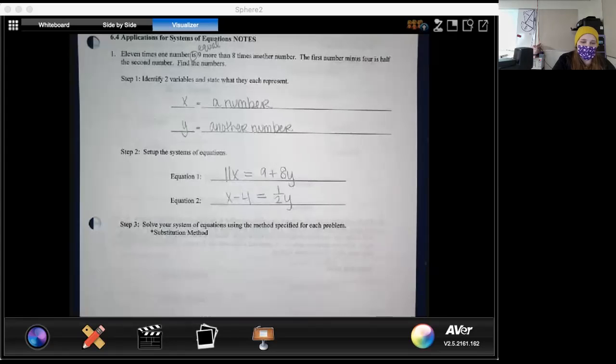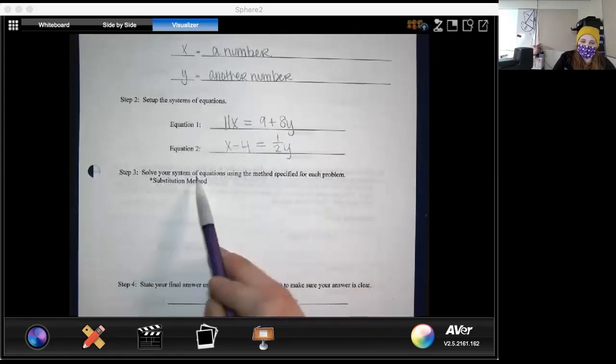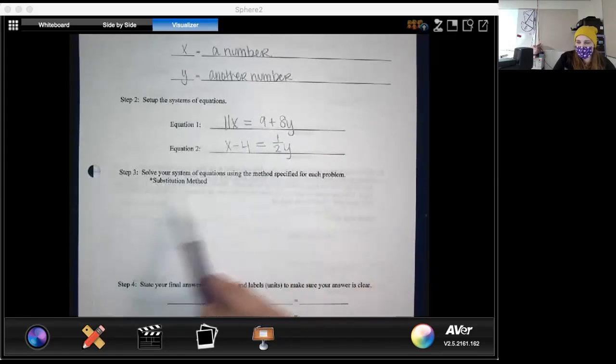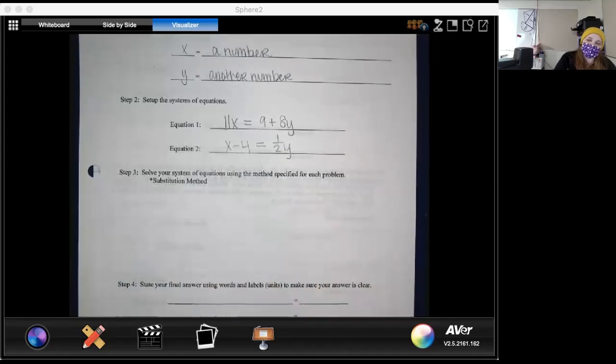Okay, anyways, step 3, solve your systems using the method specified for each problem. For number 1, it is identified to do the substitution method. On your homework or the notes, it'll either say substitution method, elimination method, or you may pick a method. Most likely you aren't going to pick graphing, but you'll probably pick one of substitution or elimination. If it specifies, you must use that method because I need to be able to see that you can complete that method. If it says you pick, choose which one you feel more comfortable with.